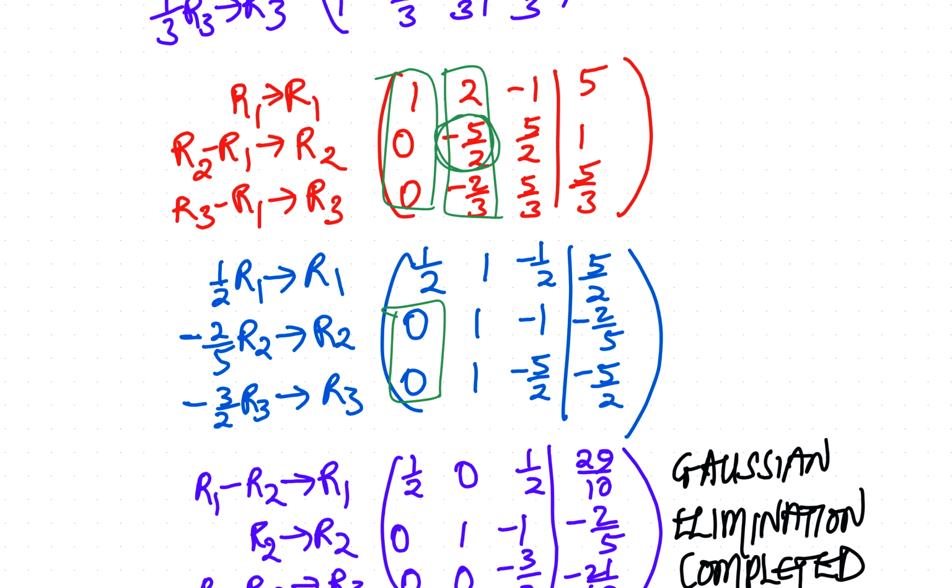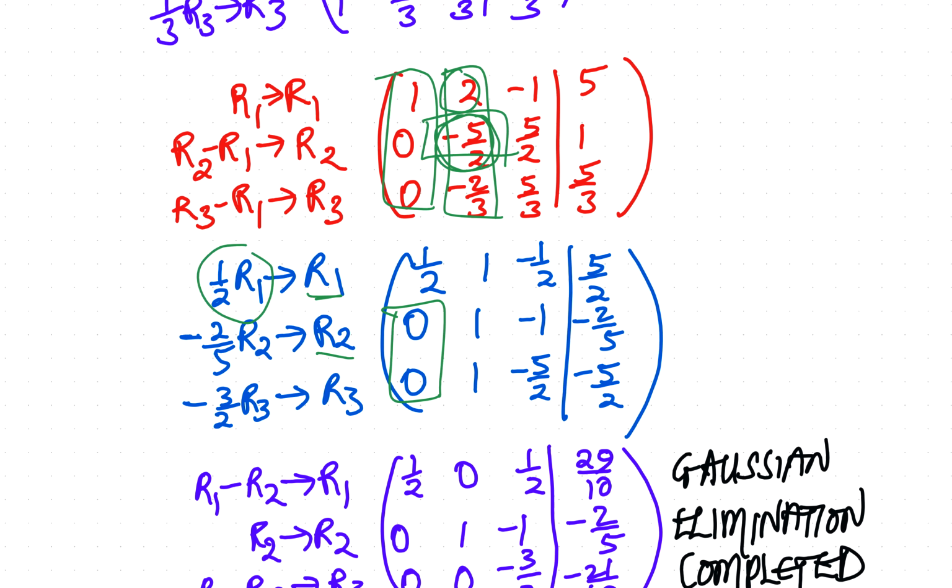And what do we do? Since we have 2 here, I need to make it 1. So that's why the new row 1 will be half of the old row 1. Now the new row 2 will be minus 2 over 5 of the old row 2, because I need to make this one 1, which is actually the pivot now. It's the key guy. So you have to multiply minus 5 over 2 by its multiplicative inverse. The multiplicative inverse, like I keep saying, is the number by which you multiply to make it 1, and in this case, that would be minus 2 over 5.